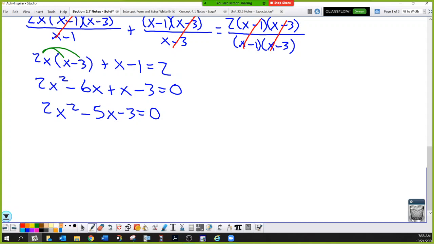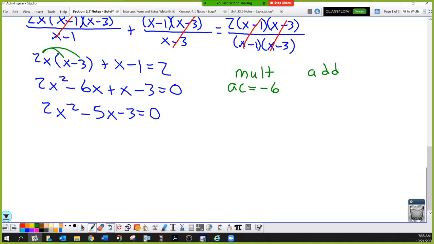And guess what? It does factor. It factors using our Lizzie method. If you don't remember how it works, it's okay. I'm going to review. We are looking for the two numbers that will multiply to a times c. Our a times c is 2 times negative 3, which is negative 6. And we need those two numbers that multiply to negative 6 to add to b, which is negative 5.